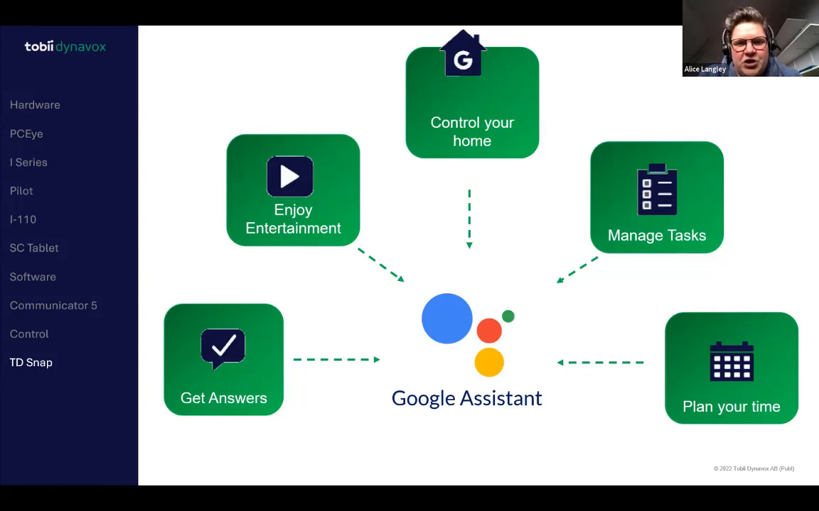And so what we've actually done in TD Snap is we've embedded the Google Assistant in there, which means that as long as you've got an internet connection, you can do things like get answers to questions, manage tasks, plan your time. There's all sorts of different ways in which you can use Google Assistant. And of course, when we're thinking about supporting and developing independence, it can be a really useful tool. So you can set reminders: don't forget to take your medication, you've got a doctor's appointment at so-and-so time, switch the lights off before you go to bed, or whatever it is. There's all sorts that you can do with the Google Assistant.